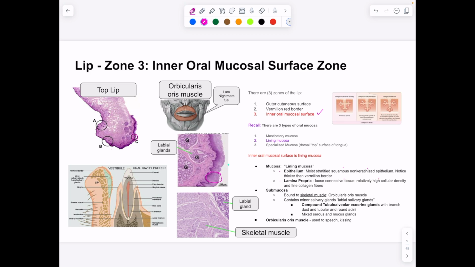The submucosa has our labial salivary glands, which you can see here. These are compound tubulo-alveolar exocrine glands, and they're mixed serous and mucus glands. Deep to that, we have our mucosa, then our submucosa, which includes these glands, and then it bumps up to our skeletal muscle, which you can see here. This is a cross section of it. That skeletal muscle is the orbicularis oris muscle, and this is just a creepy picture. Okay, not too bad overall: moist stratified squamous, then the labial glands underneath, and beneath that the orbicularis oris muscle.